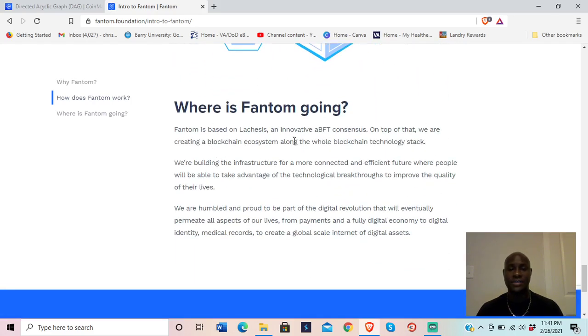Fantom is based on Lachesis, an innovative BFT consensus. On top of that, we are creating a blockchain ecosystem, along with the whole blockchain technology stack. We're building the infrastructure for a more connected and efficient future where people will be able to take advantage of the technological breakthroughs to improve the quality of their lives. We are humble and proud to be part of the digital revolution that will eventually permeate all aspects of our lives, from payments in a fully digital economy to digital identity, medical records, to create a global scale internet of digital assets. People, it's happening.